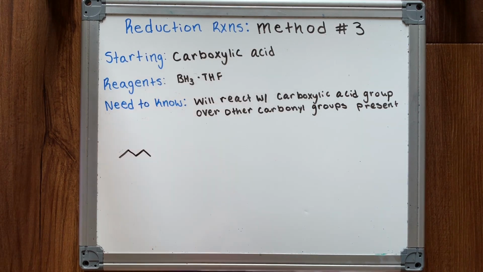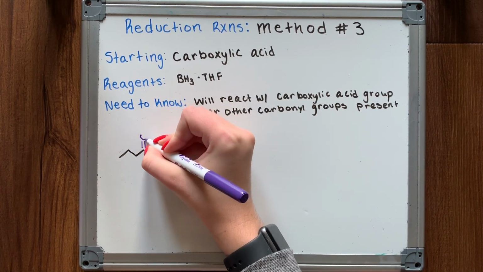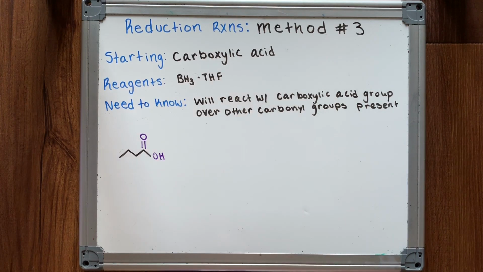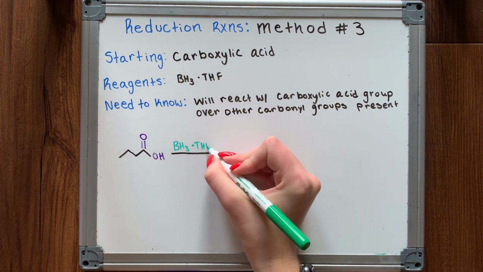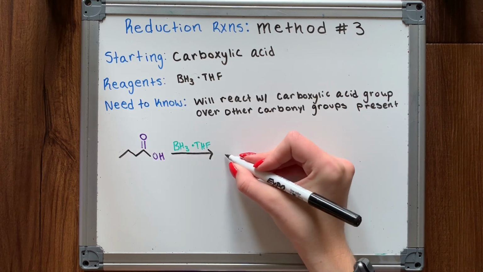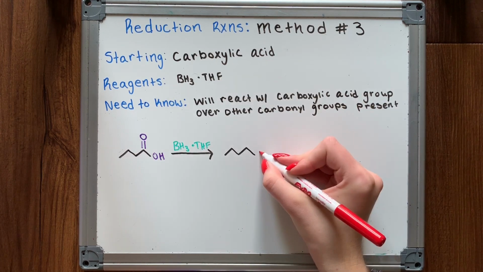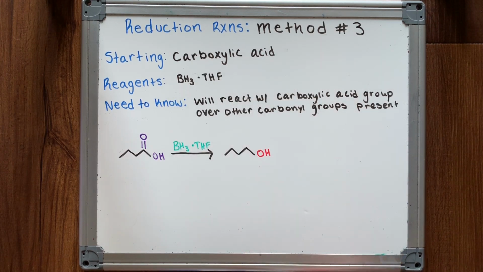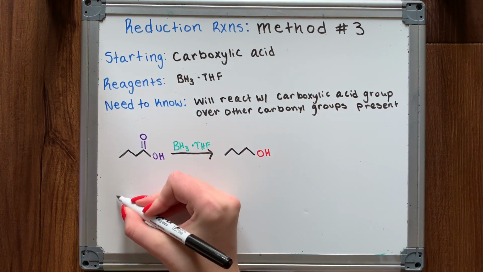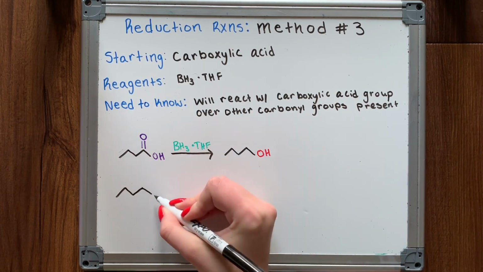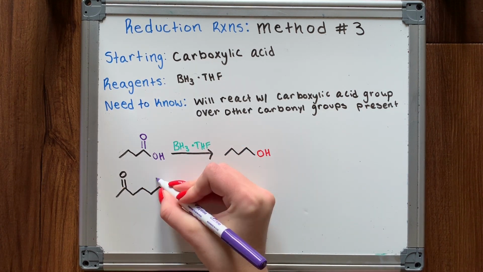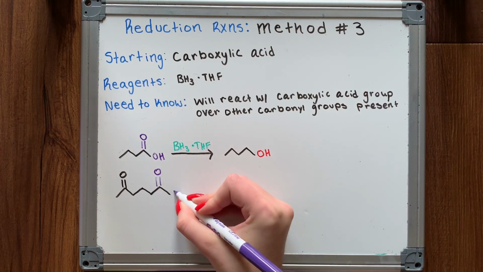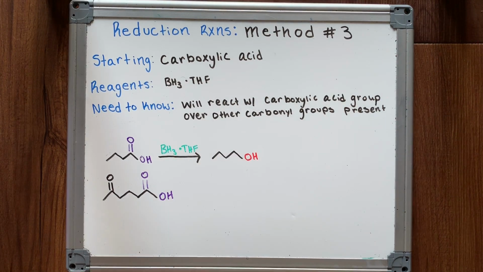Method number 3 is specific to the carboxylic acid functional group. It is really important when you are trying to keep other carbonyl groups present but also add an alcohol. It will only react with the carboxylic acid functional group. So let's say you have a compound that has other carbonyl groups present and a carboxylic acid functional group, and you want an alcohol. Well, you can use this method to ensure that your other carbonyl groups are not touched at all, but you still get your alcohol.